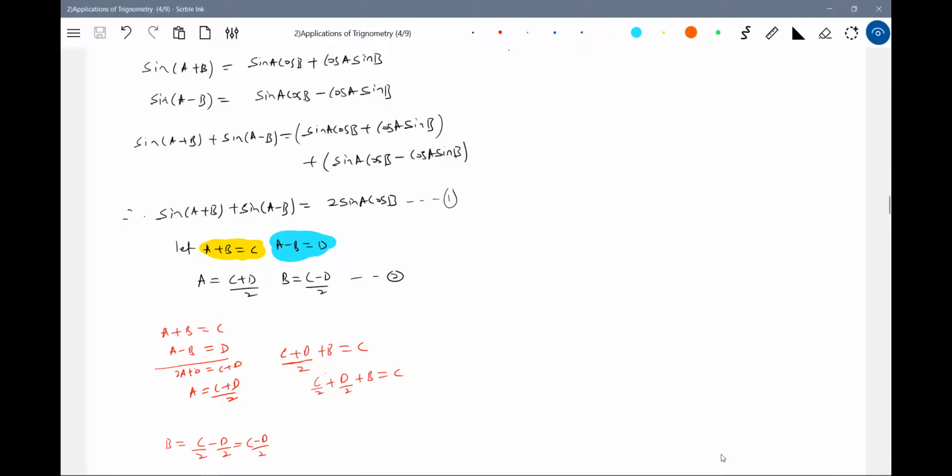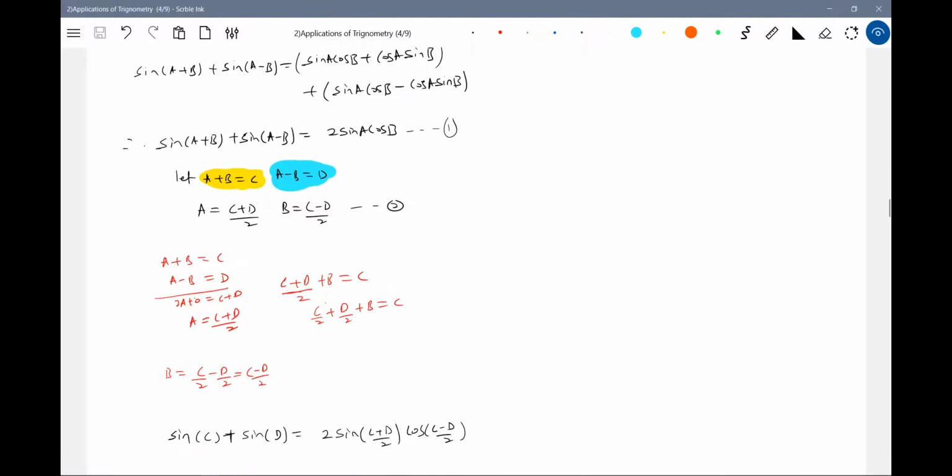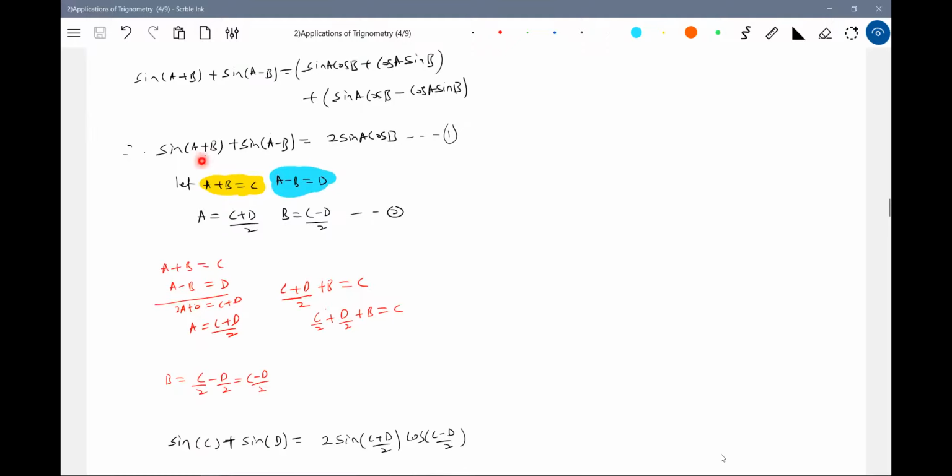Let me substitute those things here. a plus b is how much? c. a minus b is how much? d. 2 sine, so in place of a, what you can write? c plus d by 2. In place of b, c minus d by 2. So therefore, sine c plus sine d, the sum, we are converting that into products here. So sine c plus sine d is equal to 2 sine c plus d by 2 cos c minus d by 2. Converting the sum to the products.